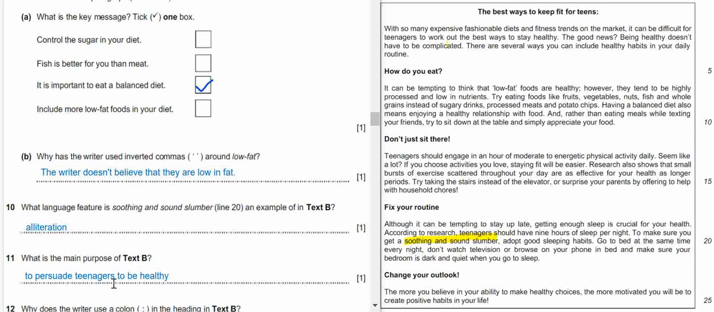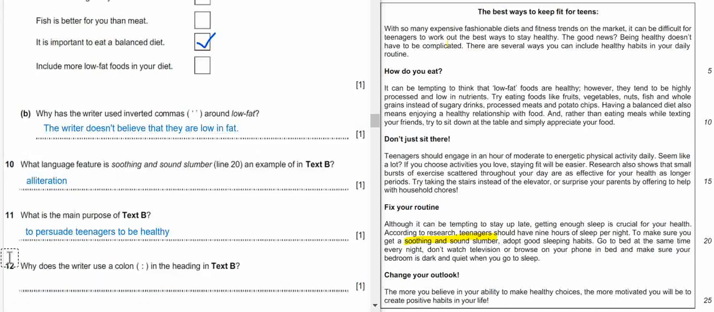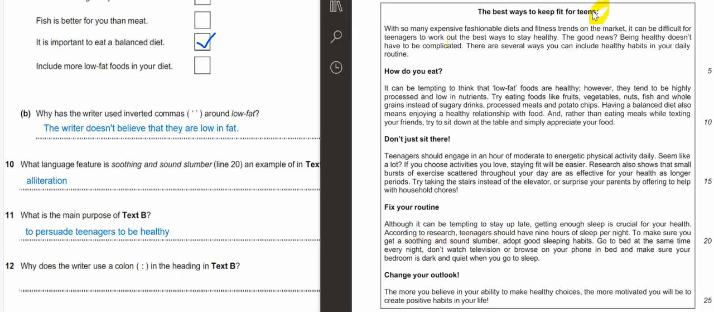So let's move on to question 12. Here we go. Why does the writer use a colon in the heading in text B? So the heading has the colon here. What do you think is the answer? So you'll be given 10 seconds to figure out why they use a colon here. They use a colon in the heading. This one, heading, colon, not semicolon, colon.